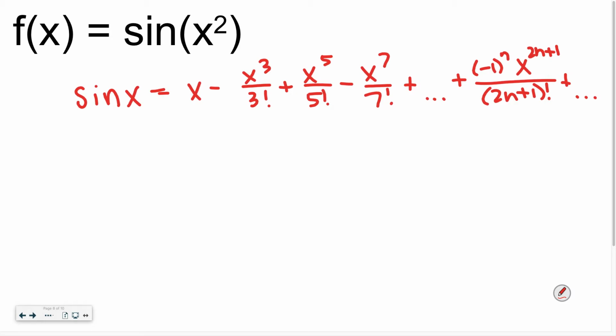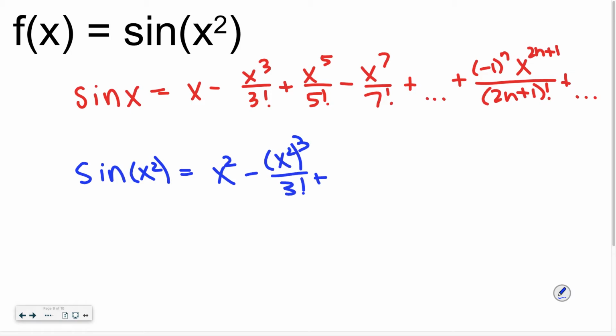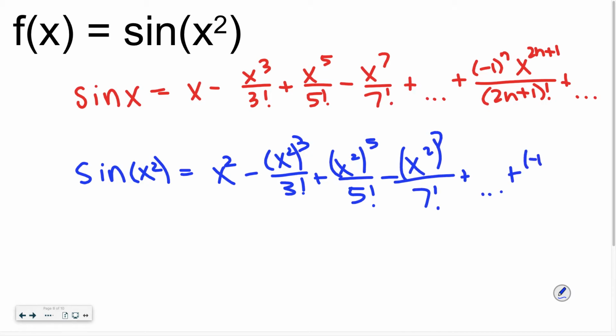That's sine of x. So, if we want sine of x squared, yes, all of the x's become x squared. In your terms, that's a 2. Oh, what am I doing? That's a 2. And your general term.